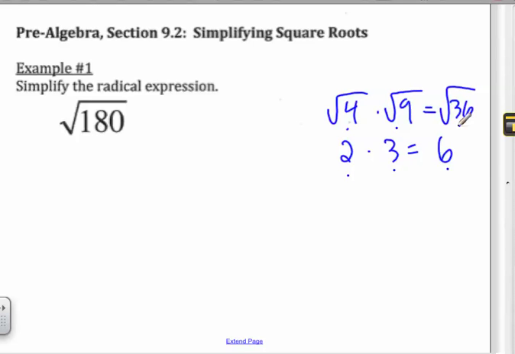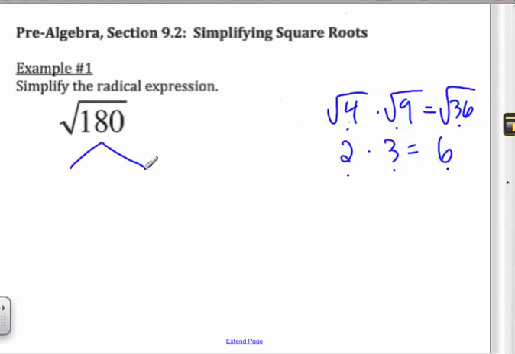Now, I want you to watch something. When I look at this example number 1, it says simplify the radical expression. And they want the square root of 180, and I don't know that off the top of my head, right? I'm thinking it's somewhere between 13 and 14. You guys know that? 13.4 about? Okay. But you know what? We're not going to do that here. We're not finding its decimal approximation. What we're going to do is we want to take out any perfect squares that they have in them already. Okay? I want you to watch this.